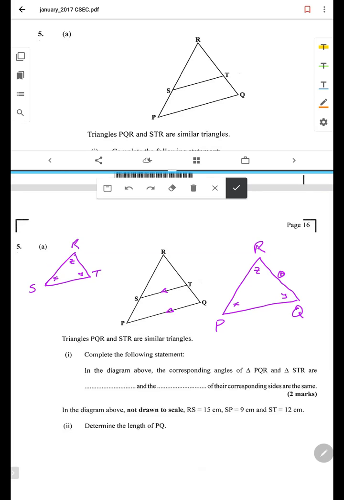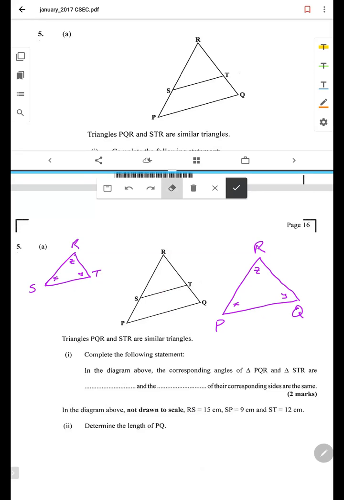This length over this length will be equal to this length over this length. The ratio of the corresponding sides are equal. This length divided by this length will be equal to this length divided by this length. The ratio of the corresponding sides in similar triangles are equal. So it's a matter of making sure that you recognize the sides on the similar triangles.